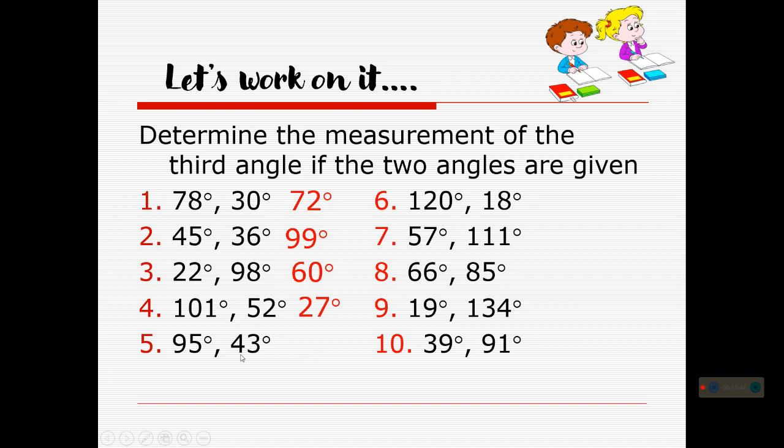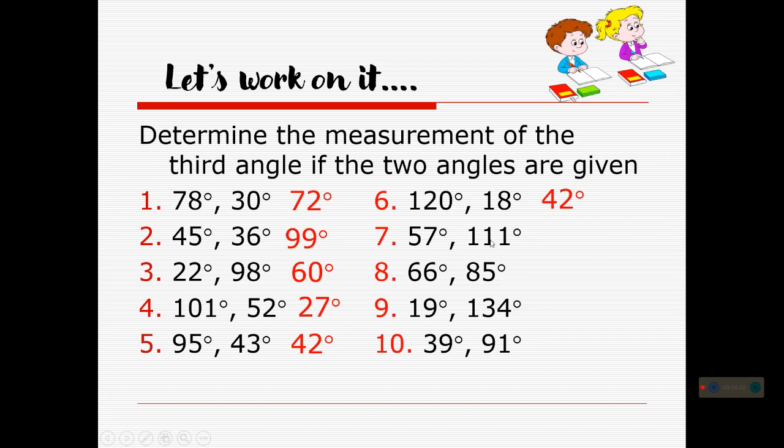Next, 95 plus 43. So 180 minus 95 plus 43 is correct. 42 degrees. How about number 6? We have 120 plus 18 is 138. So 180 minus 138 is equal to 42 degrees, correct.